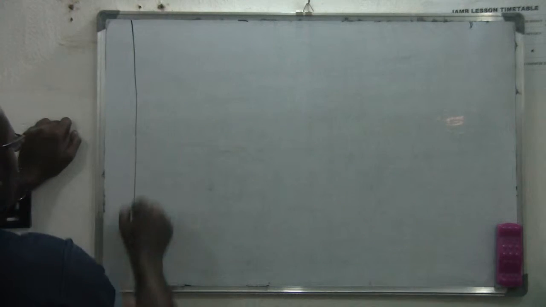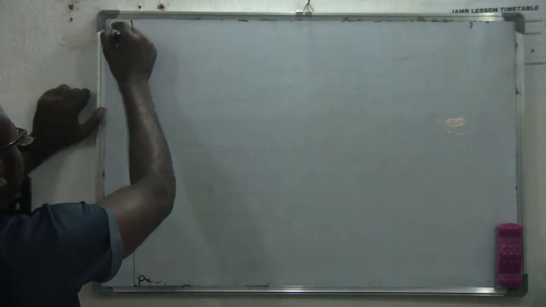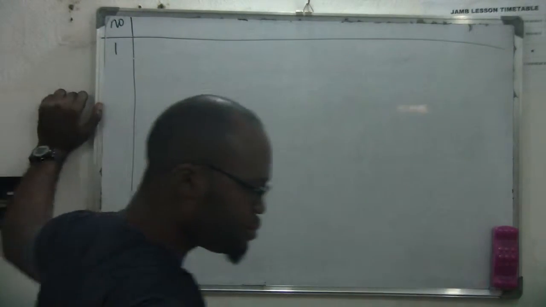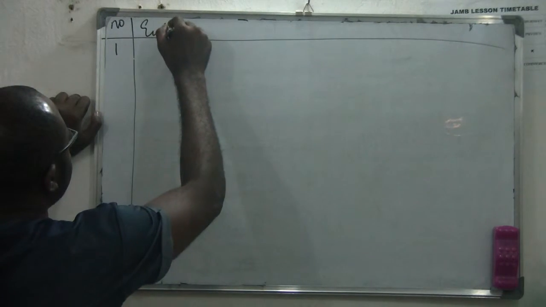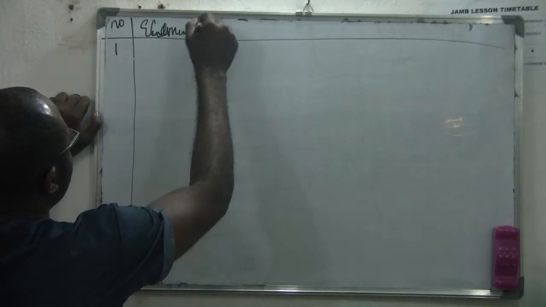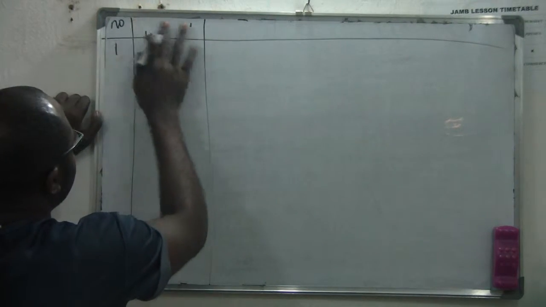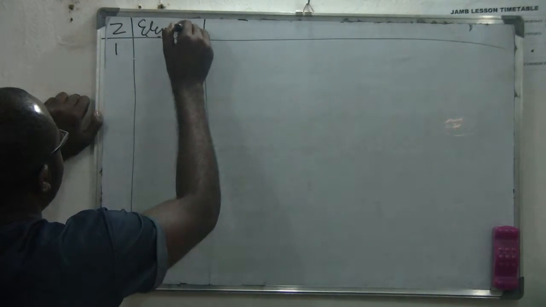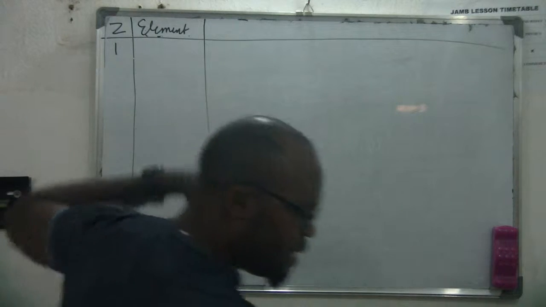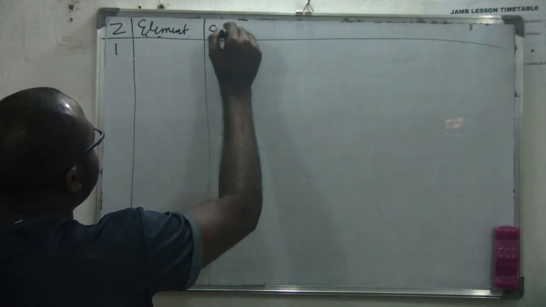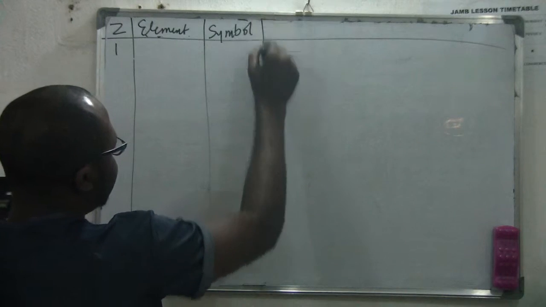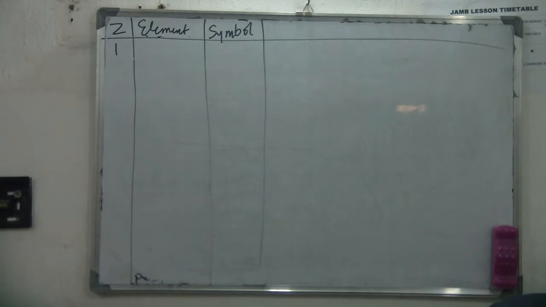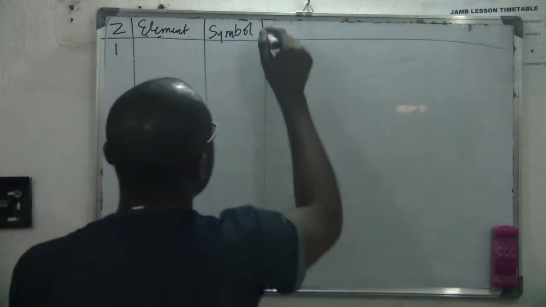So atomic number 1. What is the number 1? Hydrogen. The atomic number, the Z, then the element. After the element, we'll talk about the symbol of the element. Is that clear? Then we'll talk about the modern electronic configuration.